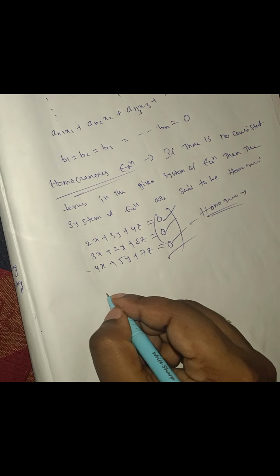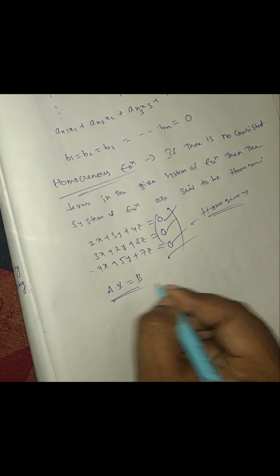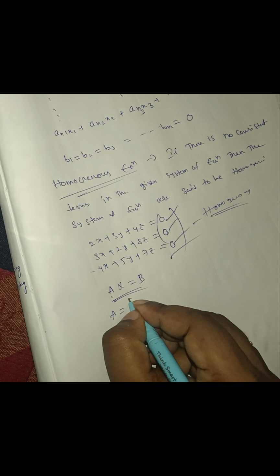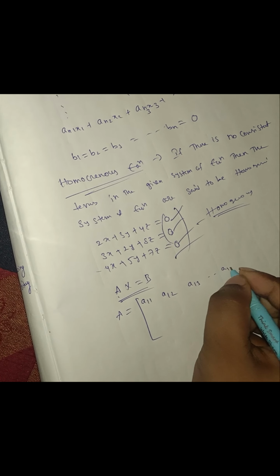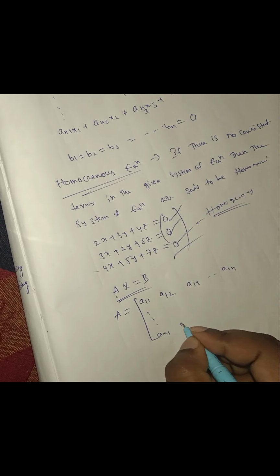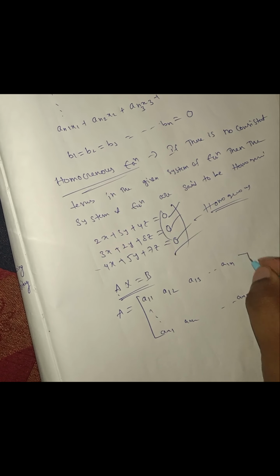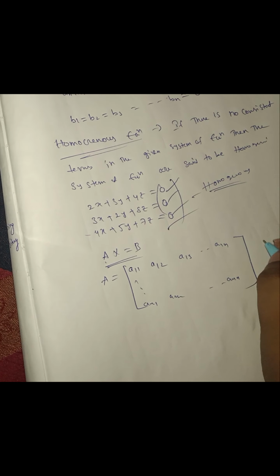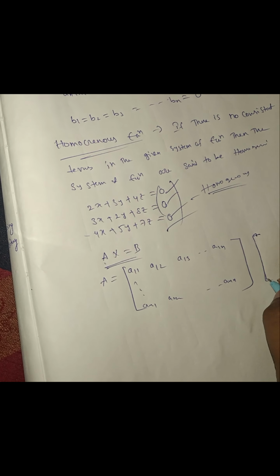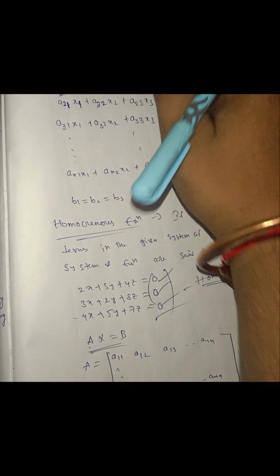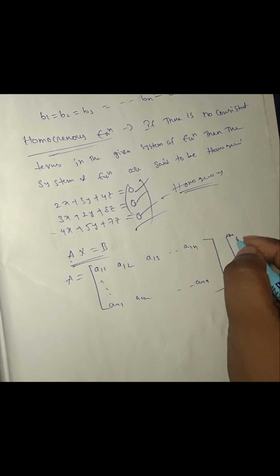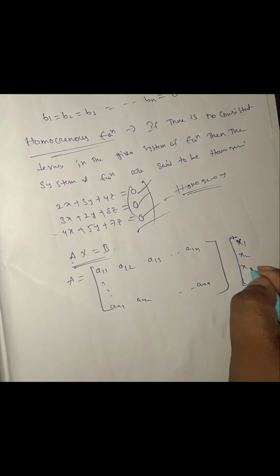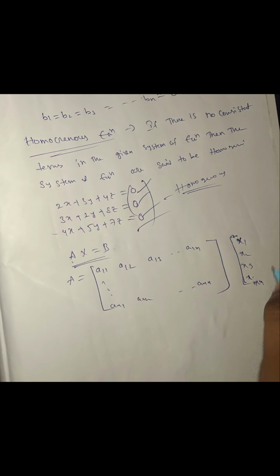The matrix form is nothing but AX equal to B. So what is A? A means all the coefficients: a11, a12, a13 and so on, a1n, and so on, an1, an2 and so on, ann. This is called A. What is X? X means you have to write the variables. What are the variables? x1, x2, x3, and so on, xn.